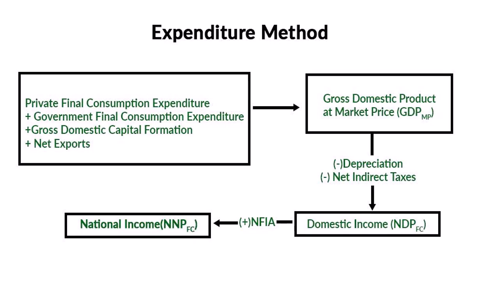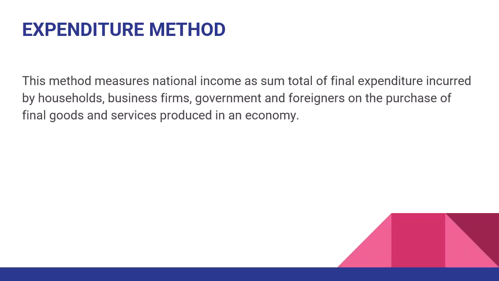Now here in expenditure method, to calculate national income, we take the sum of expenditure incurred by the four sectors of economy. What are the four sectors of economy? Household, business firms, government and rest of the world. So whatever expenditure is incurred by these four sectors of the economy on the purchase of final goods and services, we take the sum. So what do we get after taking the sum? We get GDP MP. So when we add the expenditure incurred by household, by business firms, by government and by rest of the world, you will get GDP MP.